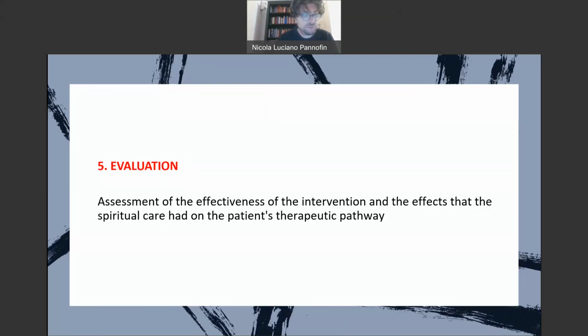The fifth phase involves the evaluation of the effectiveness of intervention. Through a discussion within the healthcare team, the impact and effect that the spiritual care has had on the patient's therapeutic pathway is analyzed. An alternative way is to give the patient a questionnaire to collect their opinion on the effect of the treatment. An example is the Service User Recovery Evaluation Scale, an instrument from England that ensures the importance that patients assign to the spiritual care intervention.